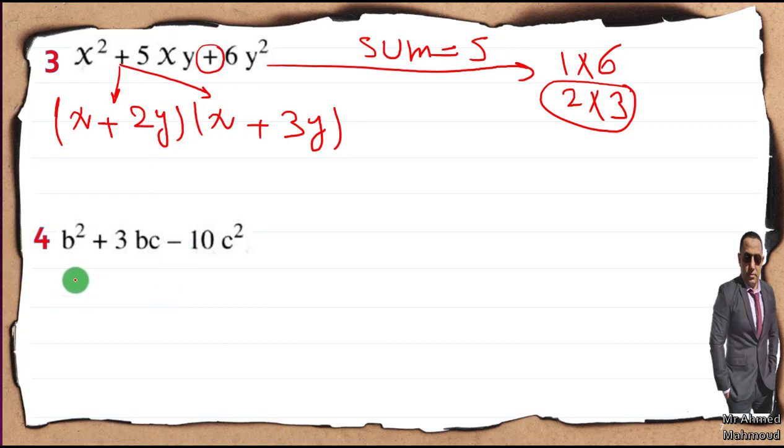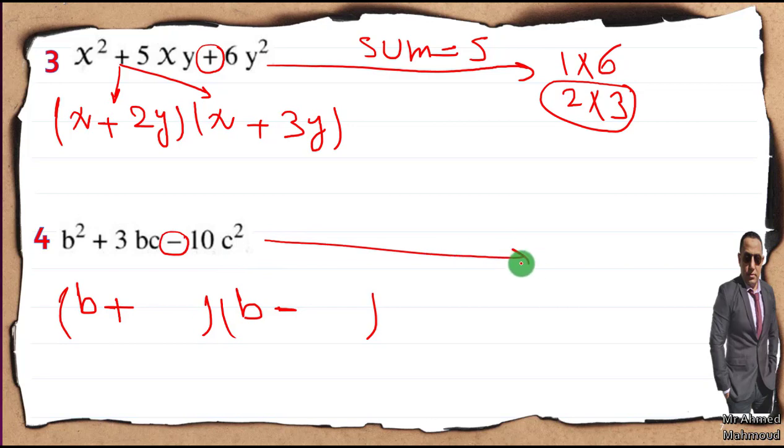Another one. b² plus 3bc minus 10c². So I'm going to open two brackets, b and b. The sign here is positive, negative, so I'm going to write the middle sign here. The two signs are different, plus and minus, or minus and plus, it's up to you. 10 equals 1 times 10 or 2 times 5.